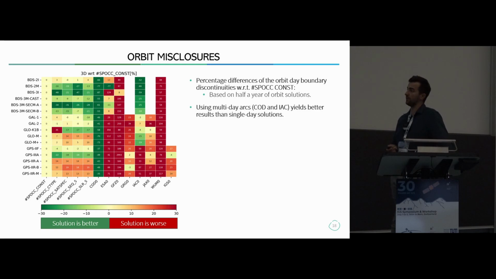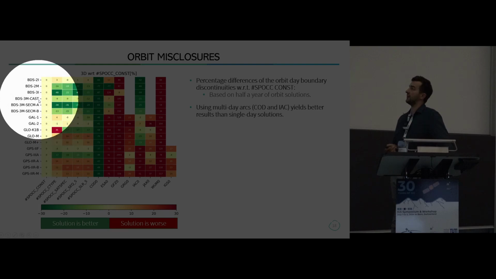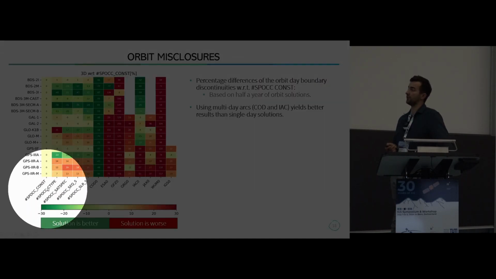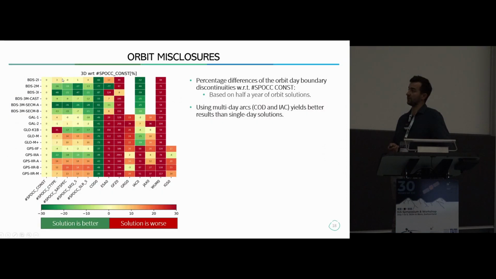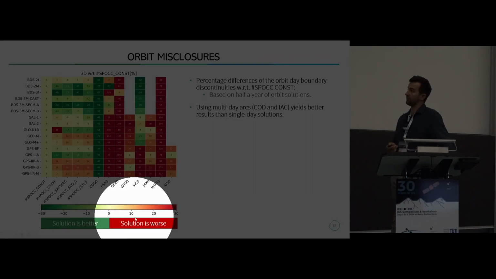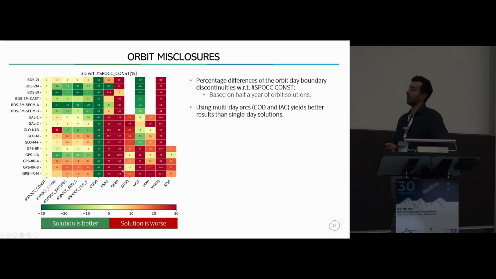The next measure of quality that we did are the orbit misclosures, and these are relative changes of this orbit misclosure between different ACs and different combined solutions for different types of satellites, and we selected the approach with the constellation-specific weighting as a reference. The green cells mean that the solution is better than this, and the red ones mean that the solution is worse.